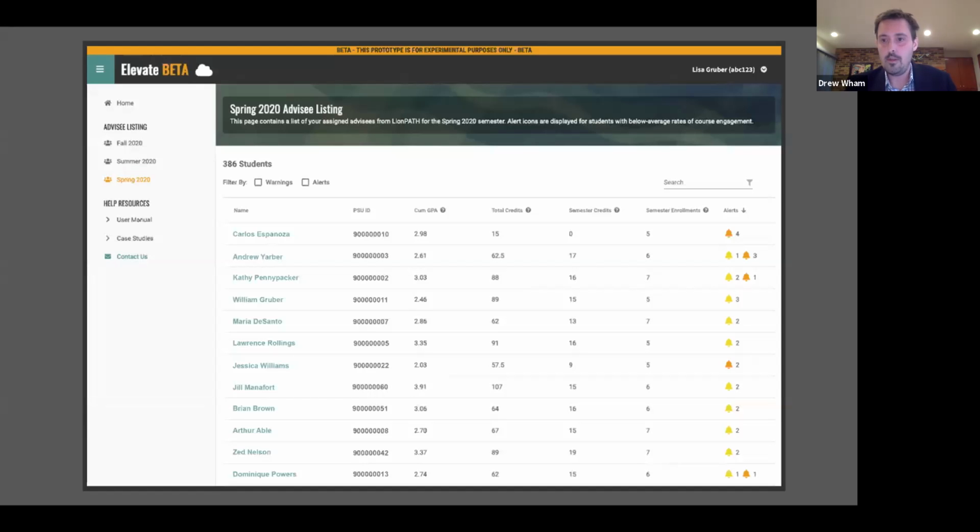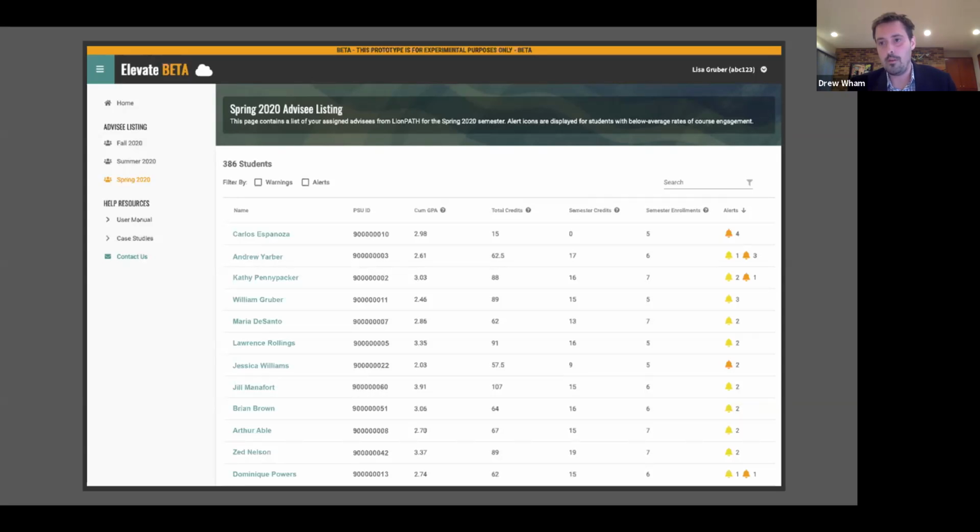So this is the base roster screen that an advisor would see when they sign into Elevate. What you can see is just some basic information about each of the students on that advisor's roster, broken down by the semester. Common information that you might be able to see in other places, like the cumulative GPA of the student and how many courses they're enrolled in for that semester and their semester standing.